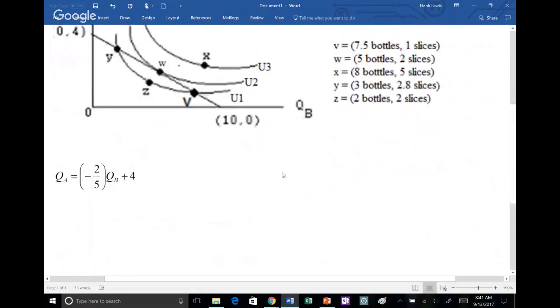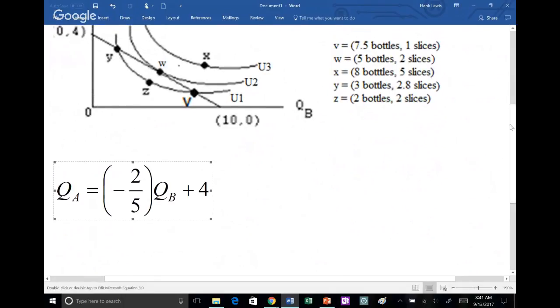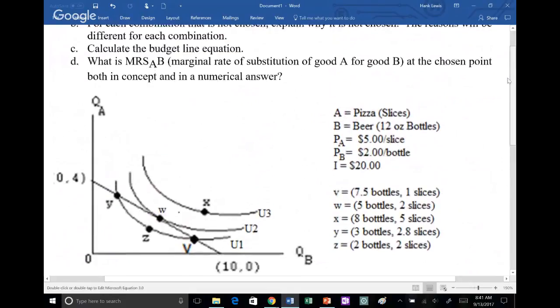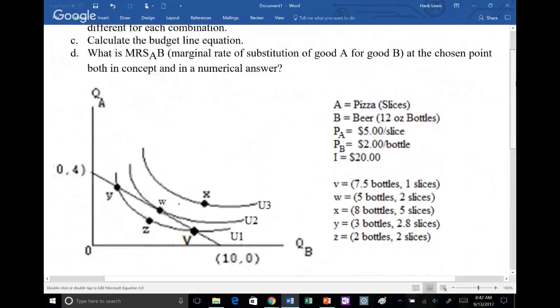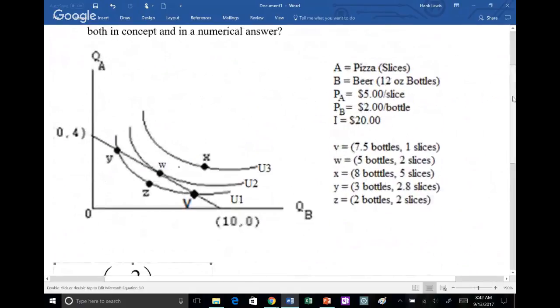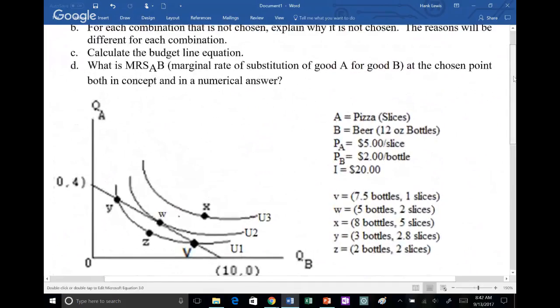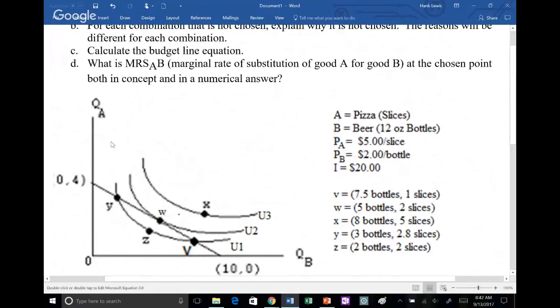All righty. Now, part D asks 2 questions. The first question it asks is, what is the marginal rate of substitution of product A in exchange for product B at the chosen point? And they want it both in concept and in a numerical answer. Well, MRS of A for B, we've already said, is the slope of whatever line is tangent to the chosen point. And what's the name of that line that's tangent to the chosen point? I'll give you a hint. We just calculated its formula. That's right. It's the budget line. So the slope of the budget line is the concept answer.